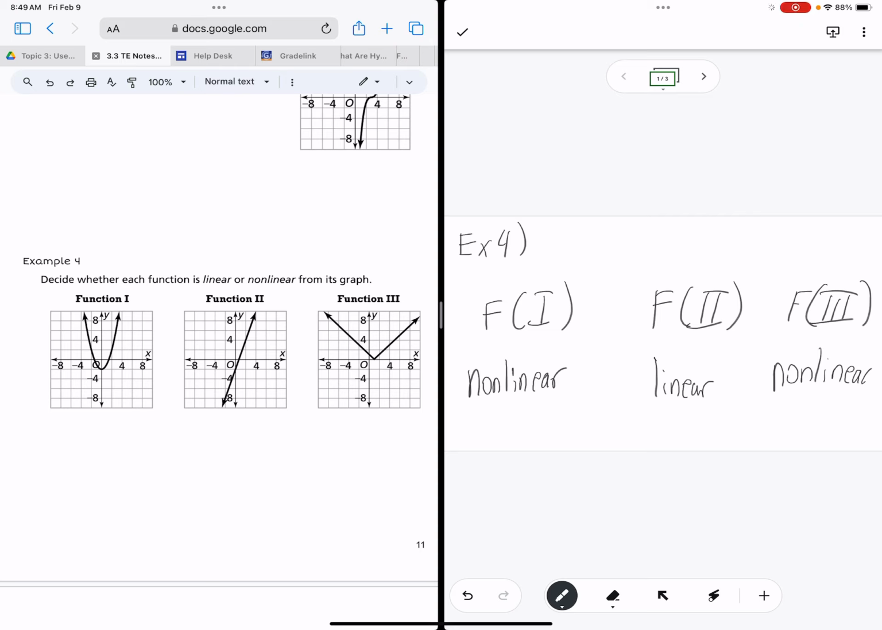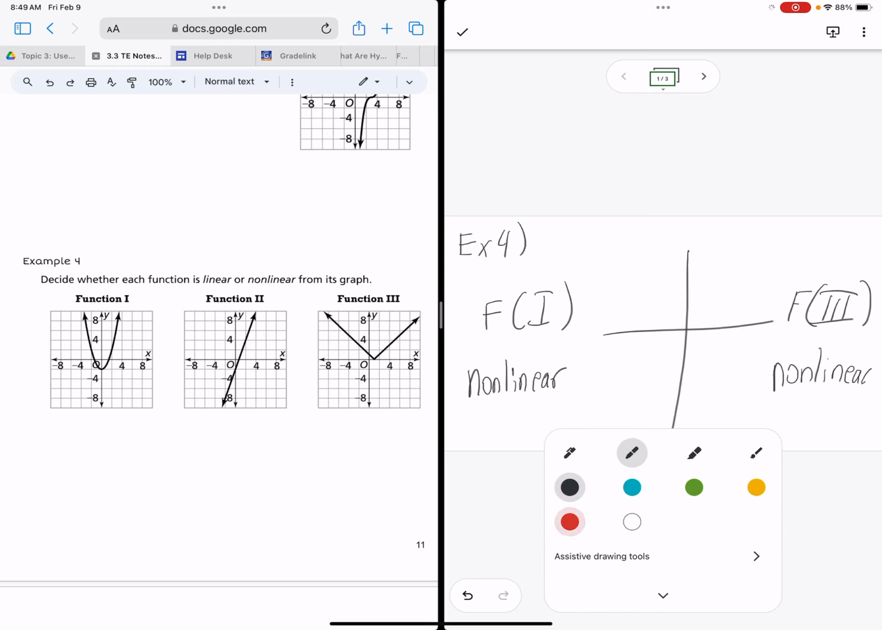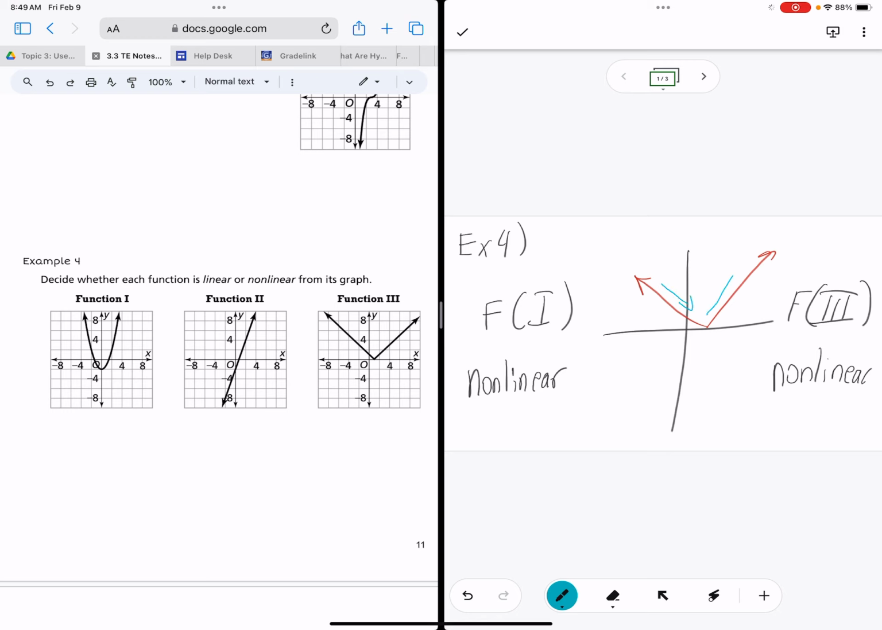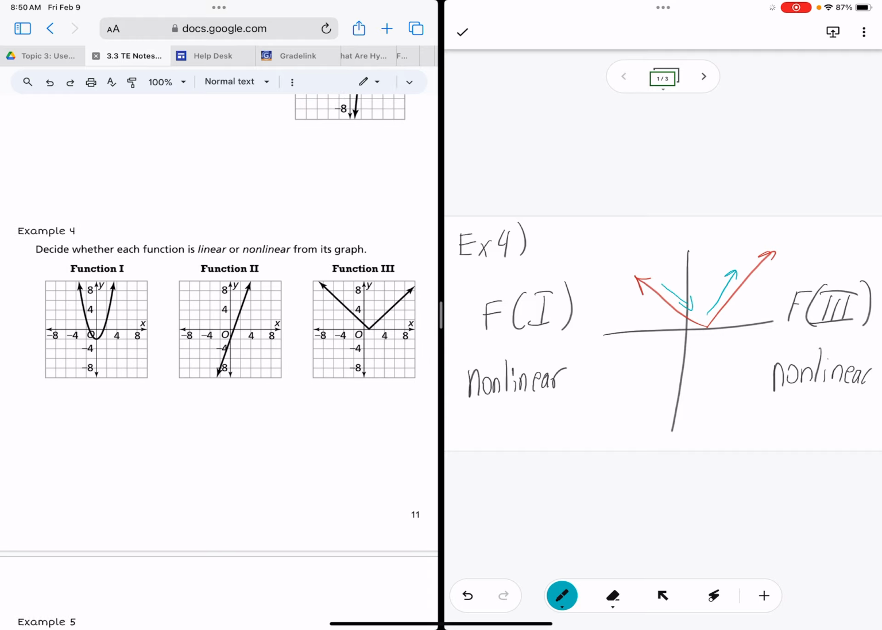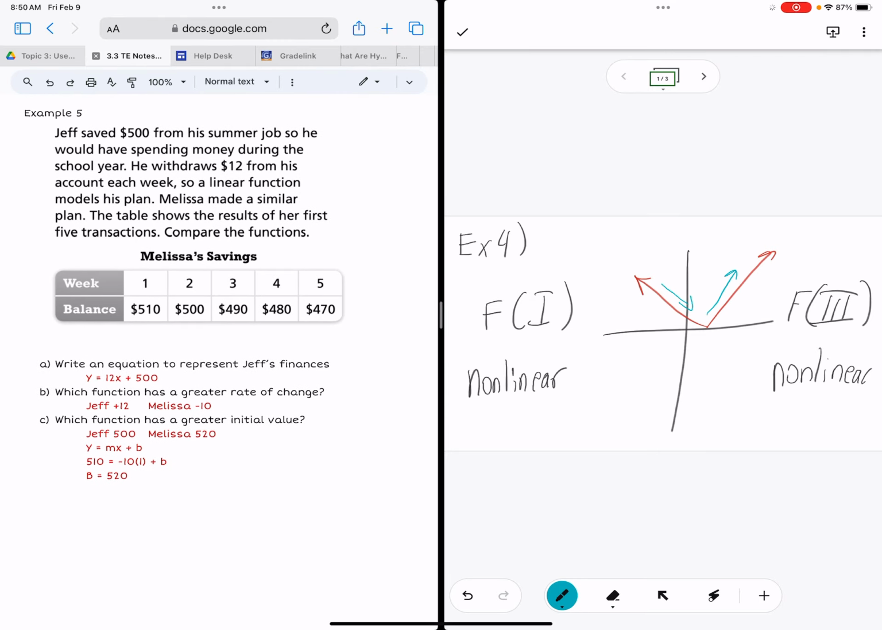If you compare this graph, let me clear the board and draw what the graph is, right? So we have this graph. And it looks like this, right? Something like that. This slope right here is a negative slope. This slope is a positive slope, which means it's not linear because you have different slopes. Example 5.